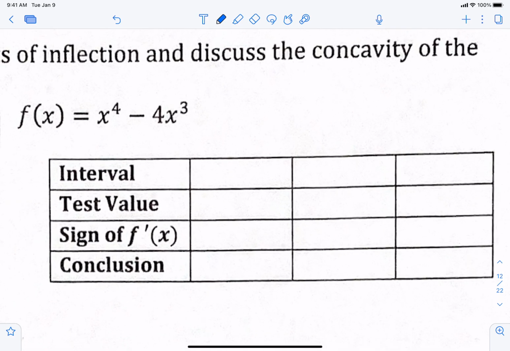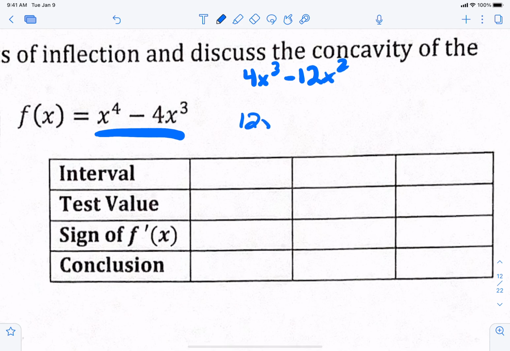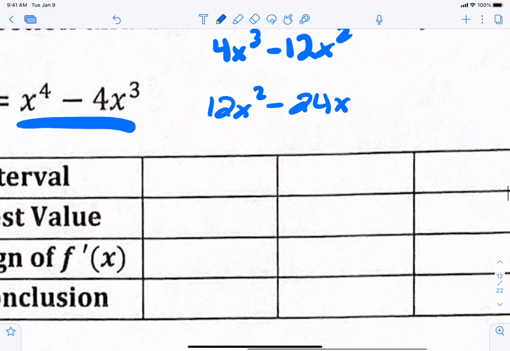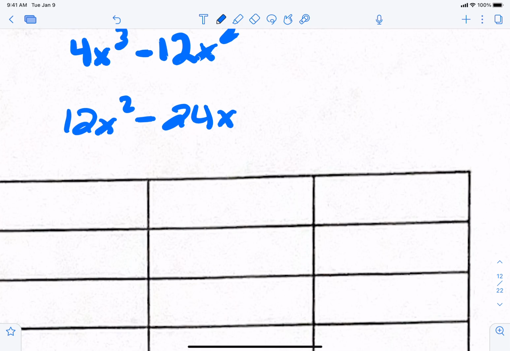So, first derivative. What is the first derivative of this thing? 4x to the third minus 12x squared. Second derivative? 12x squared minus 24x. Now, what do you do with that? Easy. Set it equal to 0.